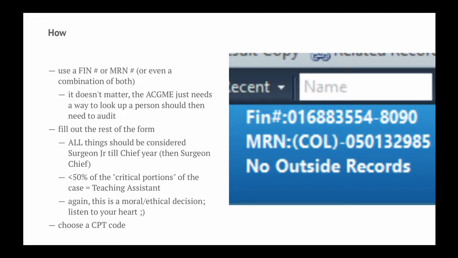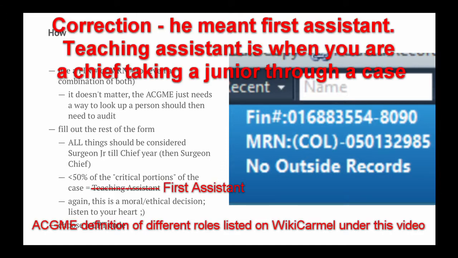Another kind of moral dilemma scenario is, well, what does it mean to be a surgeon junior? Well, to do 50% of the critical portions of a case. Otherwise, if you're just standing there and the trocar closer, you're kind of a teaching assistant at that point.